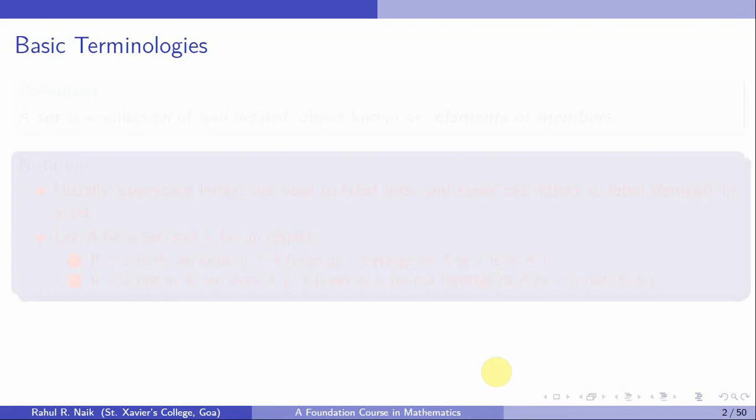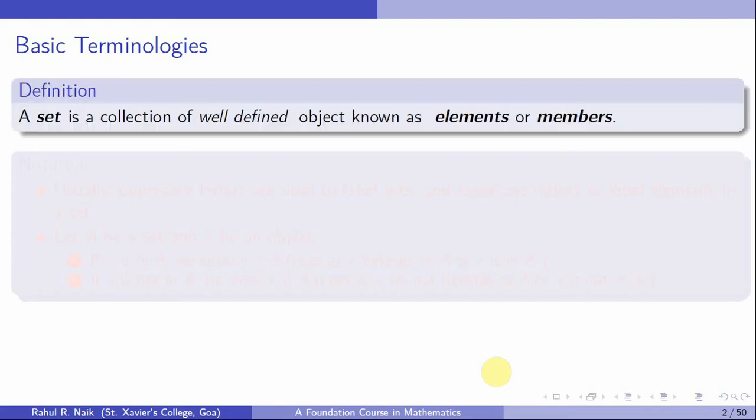So first let us formally define the term set. A set is a collection of well-defined objects known as elements or members. Now, "well-defined" can be skipped if you don't want to get into the more logical mathematics. But whenever given a set and given any element, if the set is well defined, then we will be able to tell whether the given element is in the set or is not in the set.